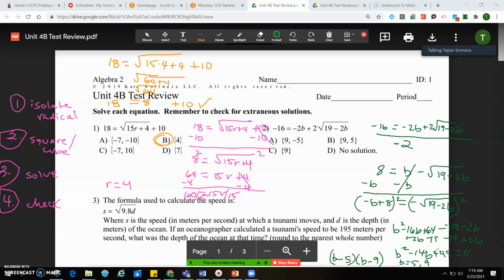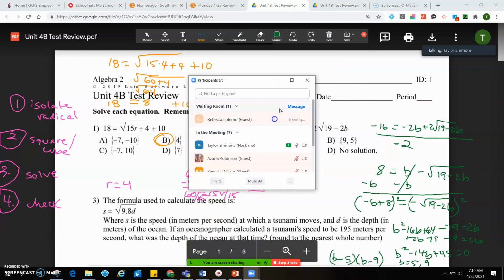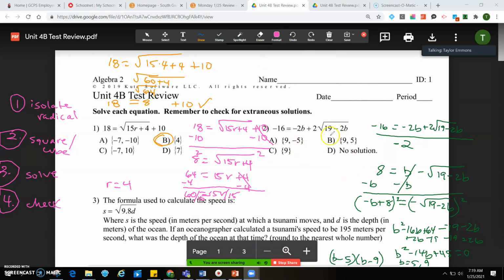Now, I know you're sitting there and you're thinking to yourself, I don't want to do quadratics. This is too much work. If this is a multiple choice question, what I would do just to save me time is I would go in and take my answer choices and plug them in. Okay, because obviously I've got 5 and 9 as an answer choice, but we always have to check.